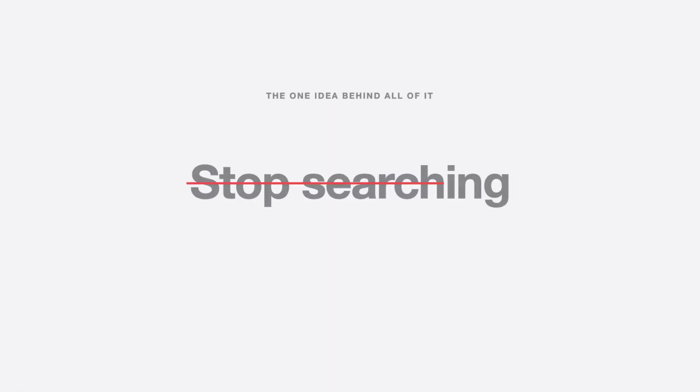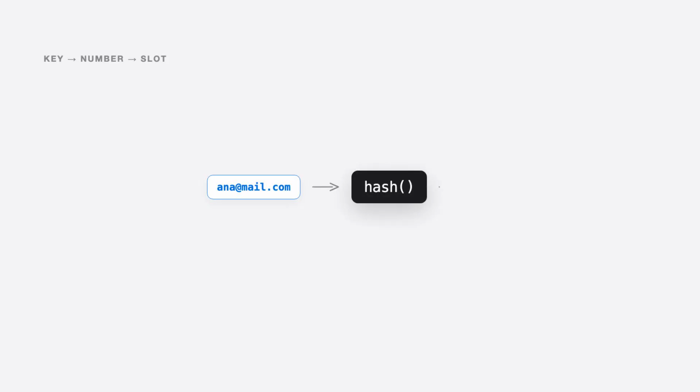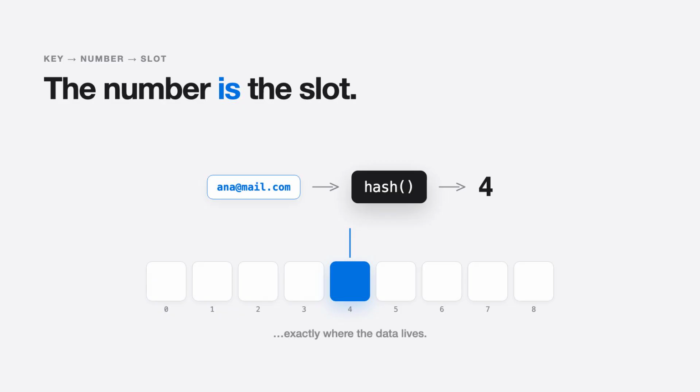The trick is to stop searching for where your data is and start calculating it. You take the key, the email, and run it through a function called a hash. That function turns the key into a number, and that number is the exact slot where the data lives.